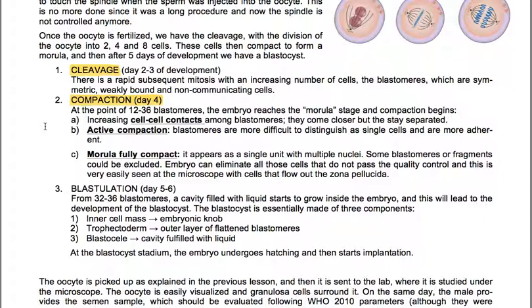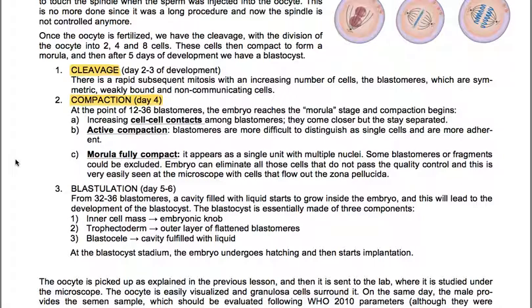And finally we have blastulation at the sixth day. From 32 to 36 blastomeres, a cavity filled with liquid starts to grow inside the embryo, and this will lead to the development of the blastocyst. Blastocyst is essentially made of 3 components. We have an inner cell mass, the embryonic knob, the trophectoderm, the outer layer of flattened blastomeres, and a blastocele, the cavity filled with liquid. At the blastocyst stage, the embryo undergoes hatching and then starts implantation.